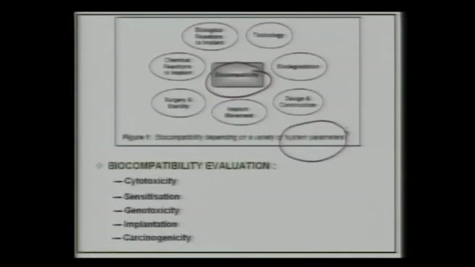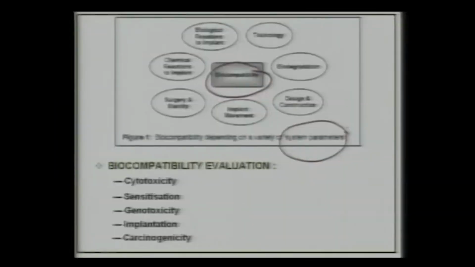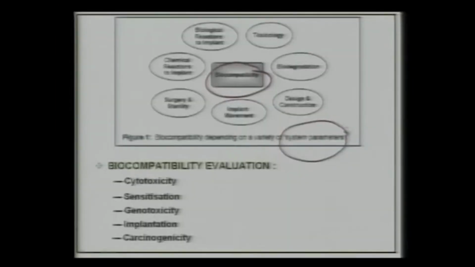Number 2 point, for assessing the biocompatibility property, you need to do in vitro testing and in vivo testing. In vitro testing essentially means doing the tests in laboratory simulated environments. In vivo testing essentially means doing the experiments in the animal body itself, or inside the animal body.